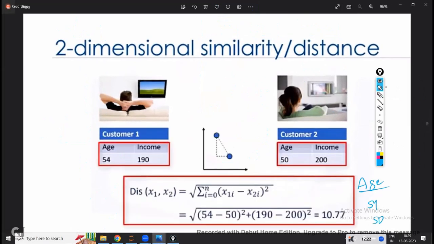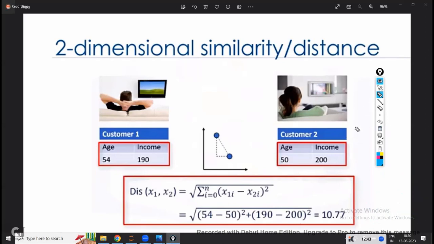Next, for example, I'm having two columns, one is age and one is income. Now here I'm having two columns and two records. How to calculate the distance: (54 minus 50) whole square plus (190 minus 200) whole square. Is that clear? Then the square root of that.